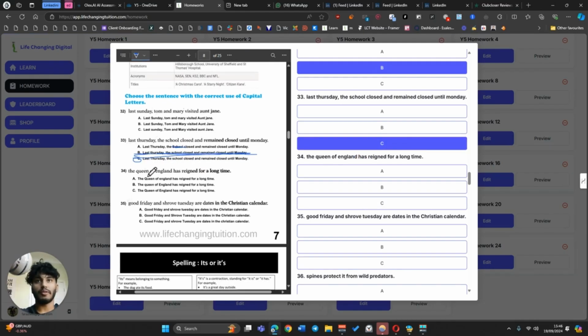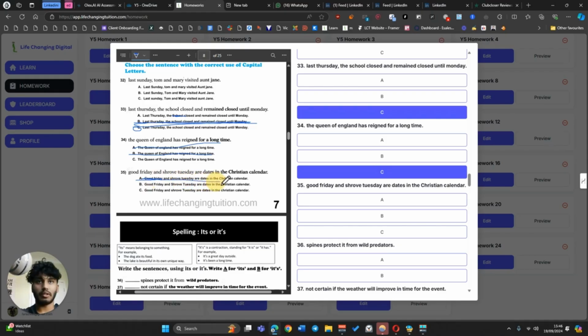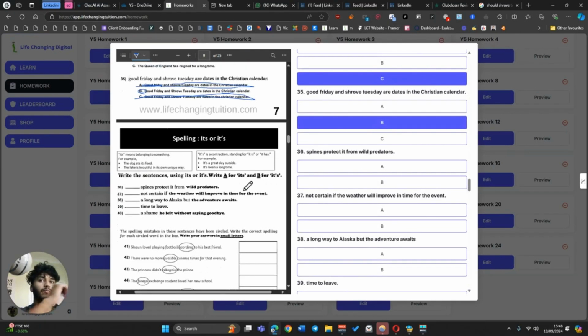Question 34. The Queen of England has reigned for a long time. So England should be capitalized, and Queen should also be capitalized. So we've got option C. Friday and Good should be capitalized because it's a holiday. Shrove should not be capitalized. I didn't realize it said Shrove Tuesday. So that should actually be capitalized because again it's a holiday. So it shouldn't be option C. And again Christian should also be capitalized. So we've got B as our answer here.